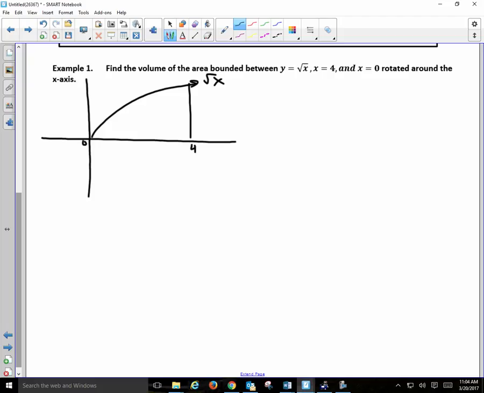So this looks, again, identical to the area that we just examined. And I'm going to spin that around the x-axis. So if I were to draw a rectangle, and I spin that rectangle around, you can see the disk that results.